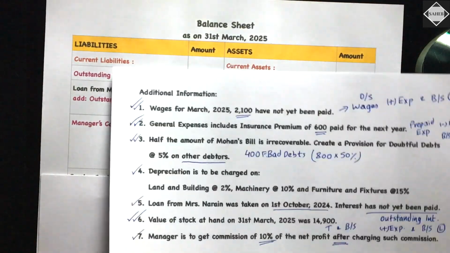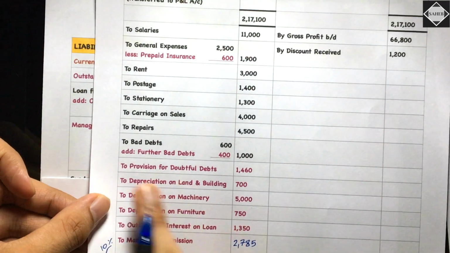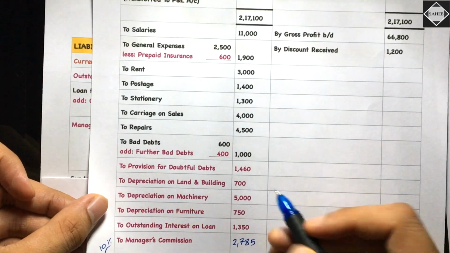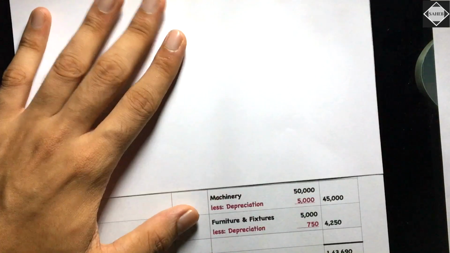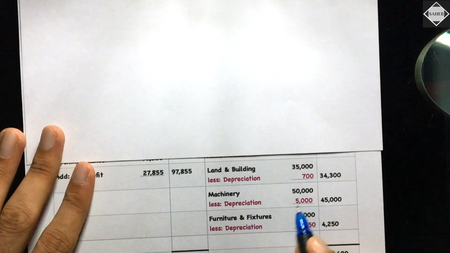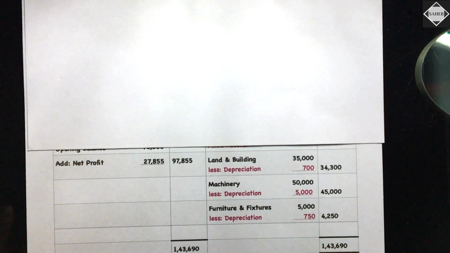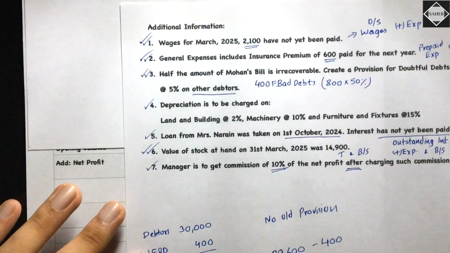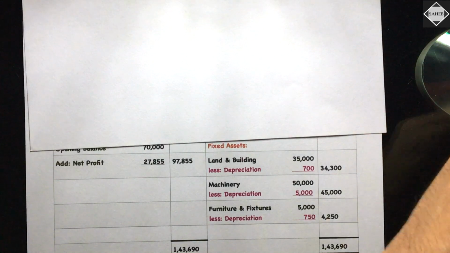So you are done regarding this also, double tick. Then what do you have? Next adjustment is depreciation on land and building, machinery, furniture: 700, 5,000, 750. Really simple. You will take the values and then subtract minus 700, minus 5,000, minus 750 depreciation. Is it clear? So you are done with the depreciation also, double tick. In the question also you can tick if you want.